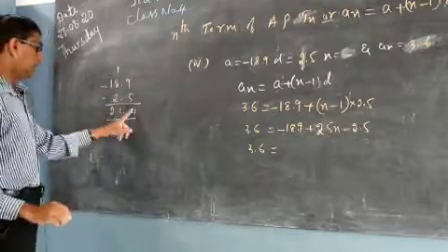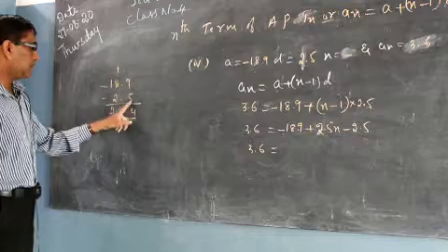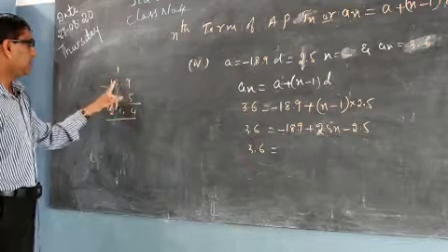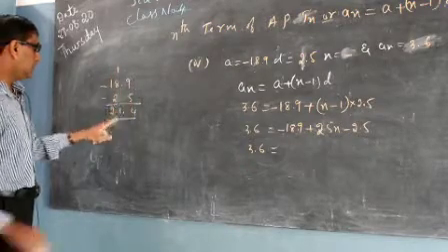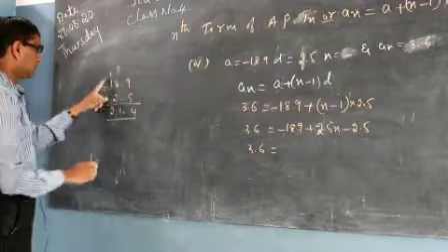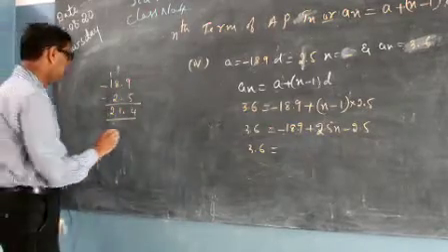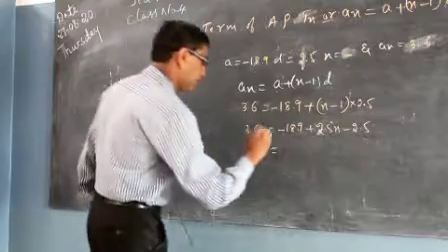21.4. 9 plus 5, 14. Add decimal number, decimal part to decimal part. 9 plus 5, 14. Carry 1. 8 plus 1, 9. 9 plus 2, 11. Take 1, carry 1 plus 1, 2. 21.4. Minus 21.4.